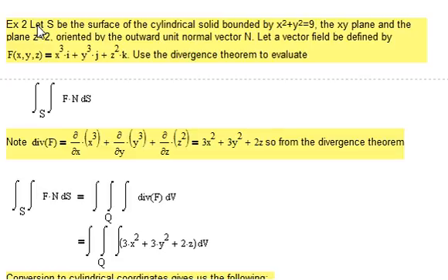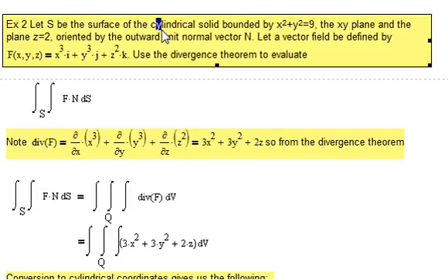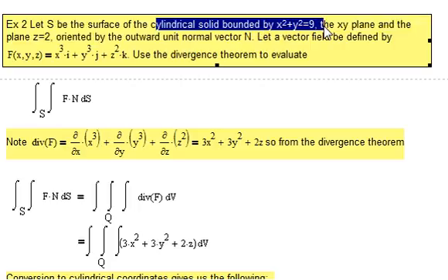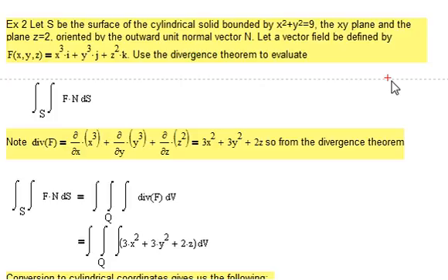Well, let S be a surface of the cylindrical solid bounded by x squared plus y squared equals 9. That means we have a cylinder which in the xy plane is a circle, but it's projected along the z-axis, so of course the center would be at the origin where the z-axis comes out of the xy plane. So that's the surface bounded by that cylinder and the xy plane, and the plane z equals 2. All right, the plane z equals 2.